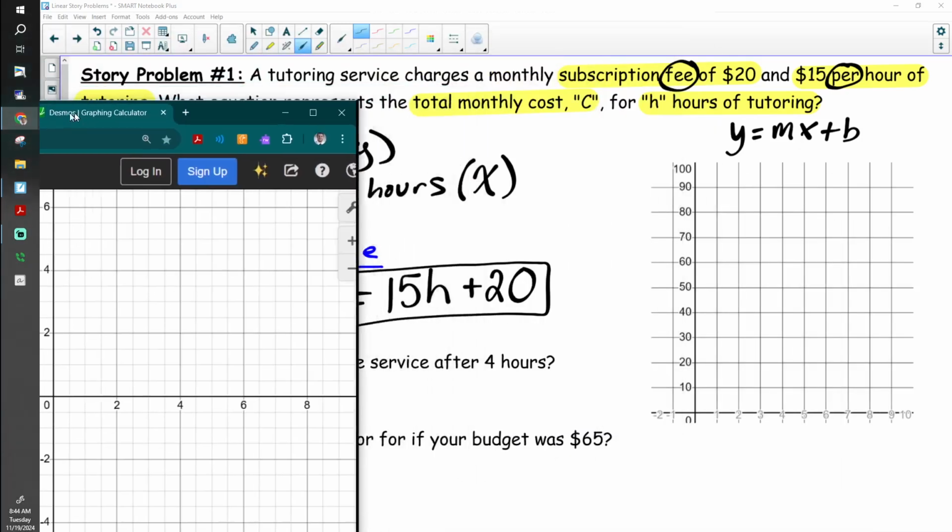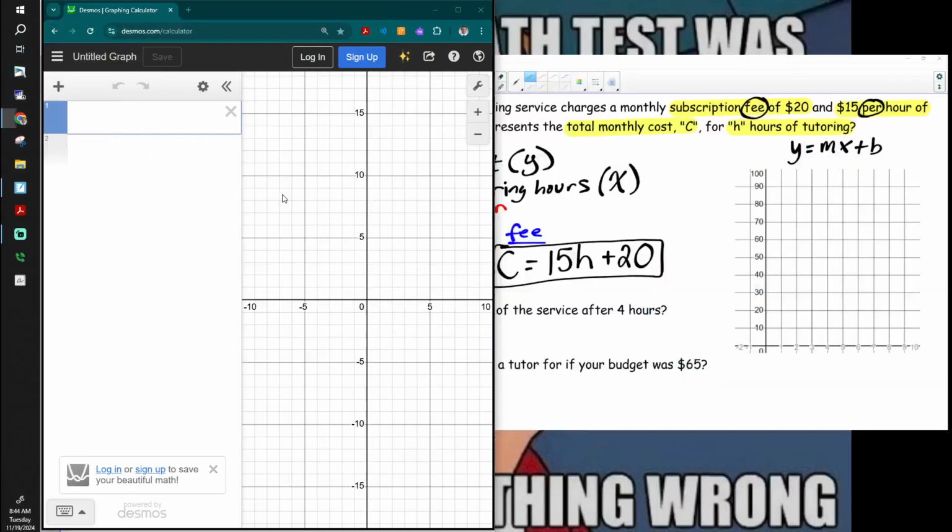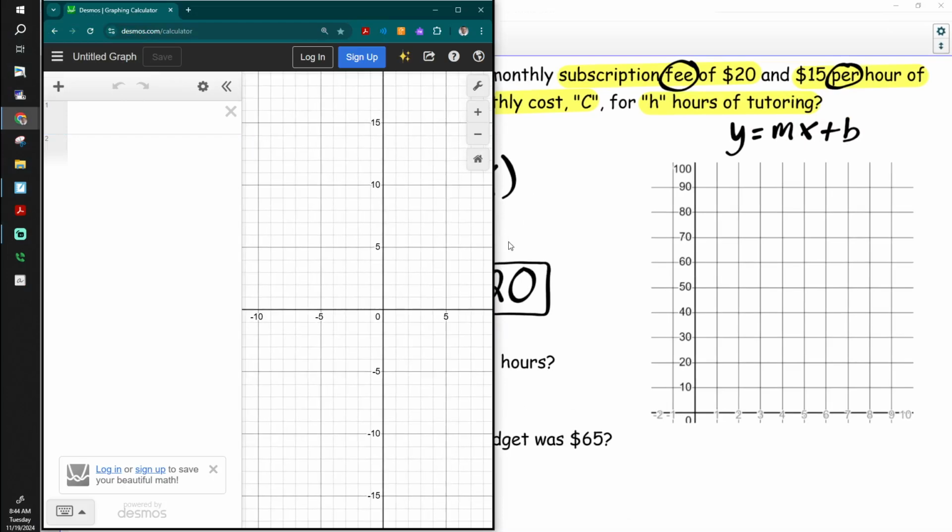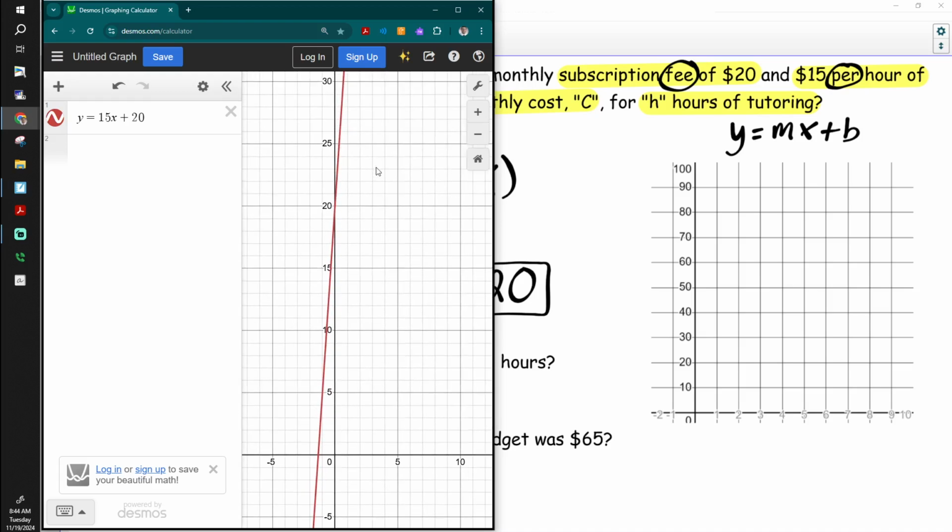Let me just pull it on over. When you're typing it into Desmos, even though the correct answer has the C and the H in it, Desmos only works with using Y and X. So I'm going to use Y and X as my variables, even though I know my answer had C and H in it. So we had Y equals 15x plus 20. And here is the equation of my line. It's not the greatest picture, but you can see it.